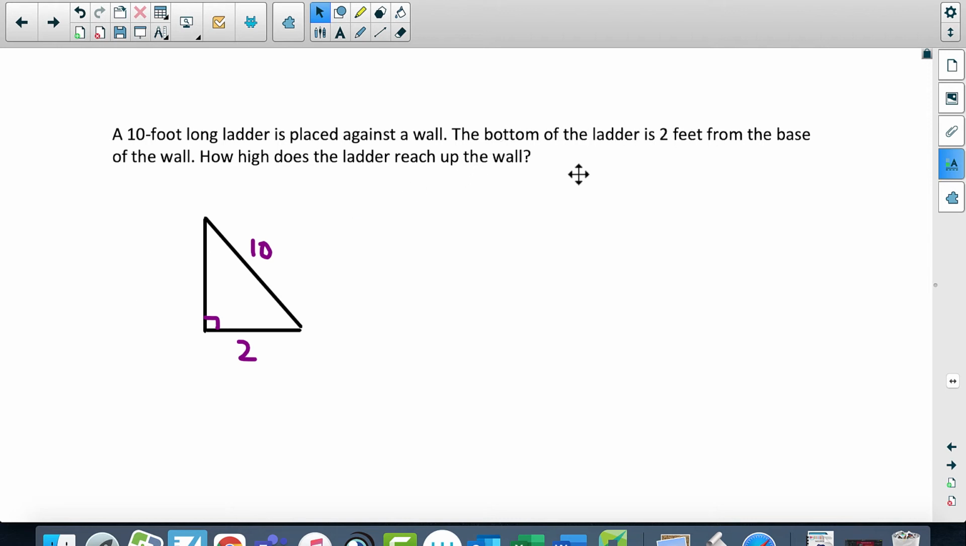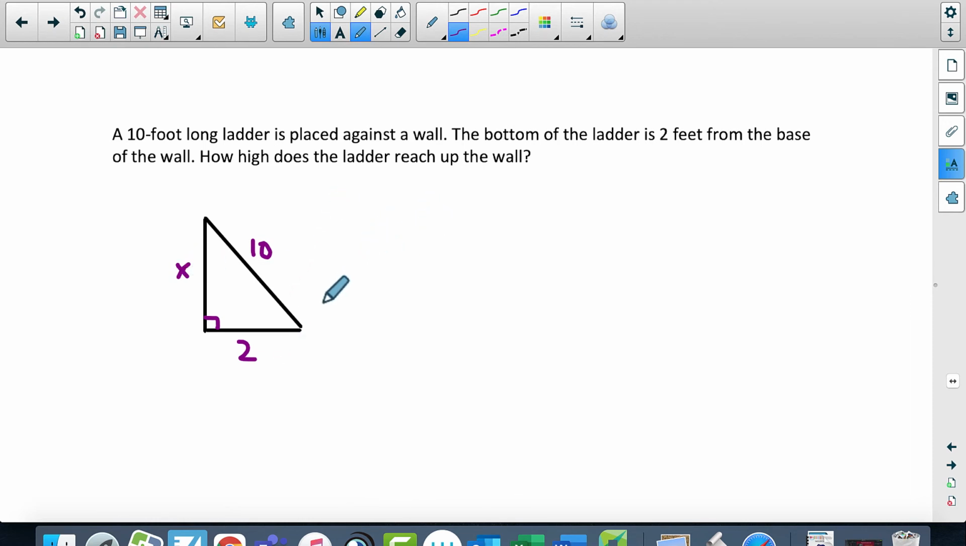So the bottom of the ladder is 2 feet from the base, right here. Base is the bottom of the wall, right? So it's 2 feet. How high does the ladder reach up the wall? So what we want to know is, what is this distance right here? This is our unknown. I'll put, I don't know, I'll put x. Well, we got a right triangle where we know two sides. You know you're going to use the Pythagorean theorem.